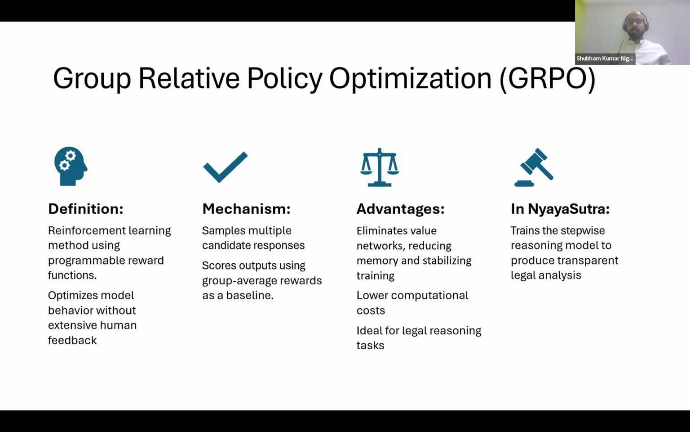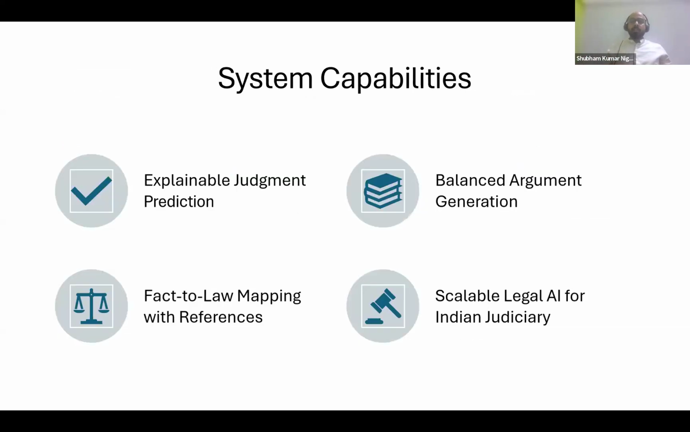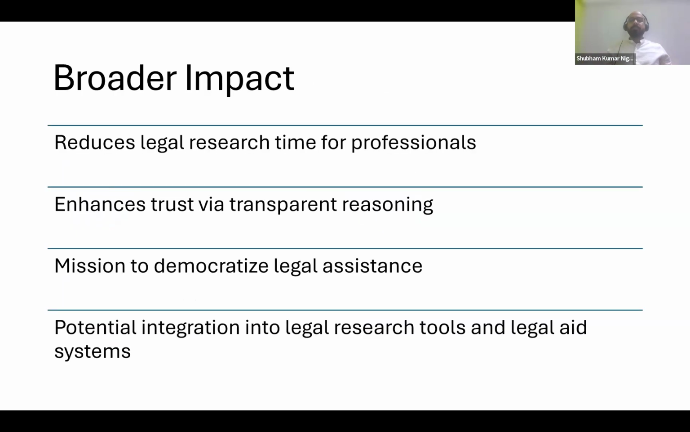So the system has the capabilities of judgment prediction explanation, and balanced argument generation so that people can understand all those things. It also maps facts to all the references, like what the previous similar cases could be and what statutes are applicable for this particular scenario, so you can cross-check and validate the results from the models. And it is also scalable for legal AI across all the Indian judiciary systems.